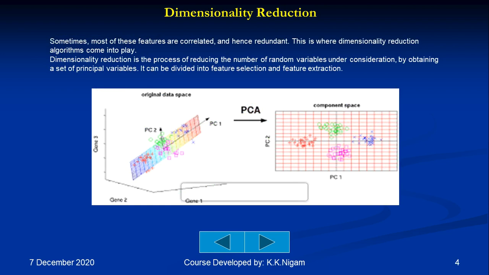Sometimes most of these features are correlated and hence redundant. This is where dimensionality reduction algorithm comes into play. Dimensional reduction is the process of reducing the number of random variables under consideration by obtaining a set of principal variables. It can be divided into feature selection and feature extraction. So you can identify which features or variables are not essential, not required. Maybe they are kind of redundant. So you can remove them.